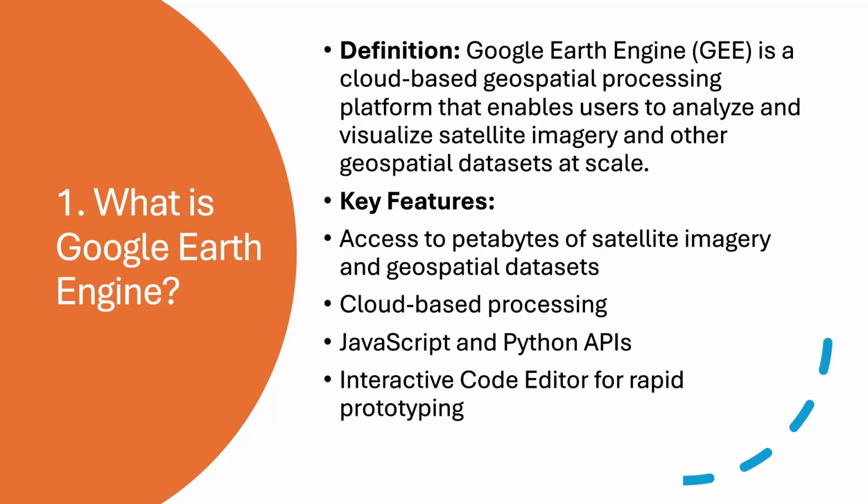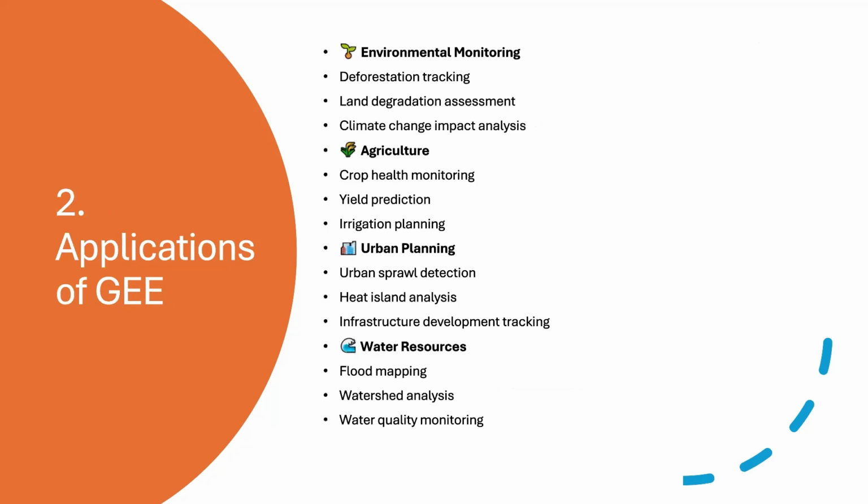Another feature of it is that it uses JavaScript, and also it has a Python API. So you can code with Google Earth Engine using JavaScript or Python. And then we also have an interactive code editor for rapid prototyping. Google Earth Engine has a code editor that allows you to put your code in, and you get your results or apps, whatever you are doing.